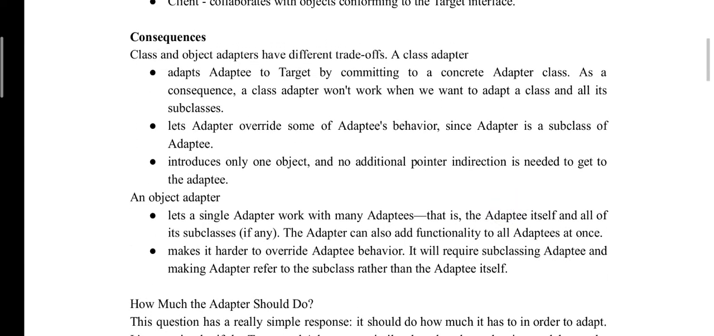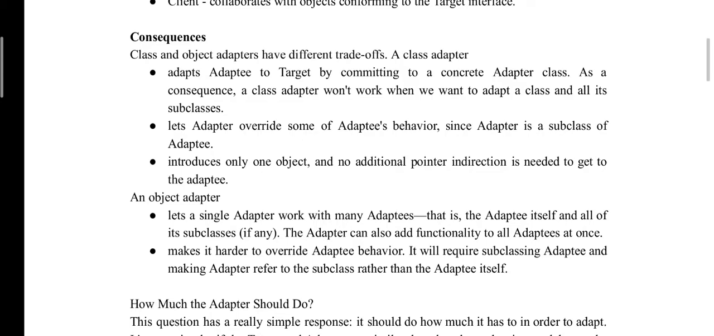Now the next is about consequences. What are the consequences of the adapter design pattern? Class and object adapters have different trade-offs. Now there are two different trade-offs of the adapter: one is of the class adapter and another is the object adapter, which adapt the interface of concrete classes. So there are two trade-offs, one based on the class adapter and another based on the object adapter. First we have to see what the class adapter trade-offs are.